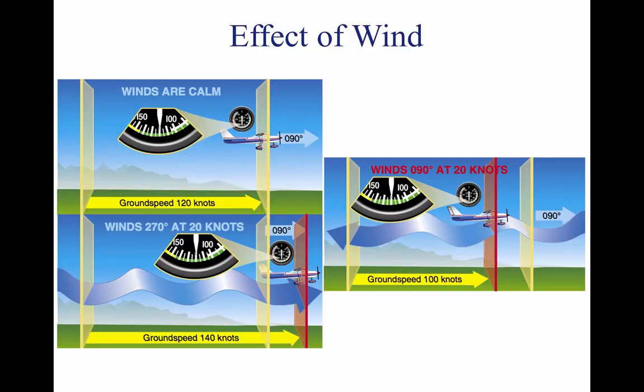If the mass of air is moving eastward at 20 knots, the airspeed of the aircraft is not affected, but the progress of the aircraft over the ground is 120 plus 20, or a ground speed of 140 knots. On the other hand, if the mass of air is moving westward at 20 knots, the airspeed of the aircraft remains the same, but ground speed becomes 120 minus 20, or 100 knots.